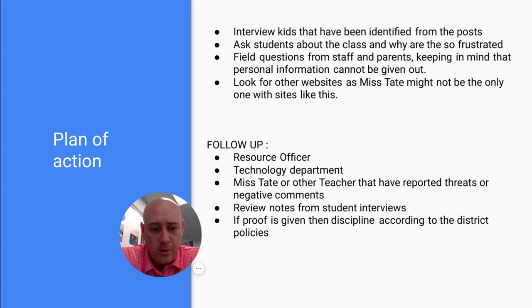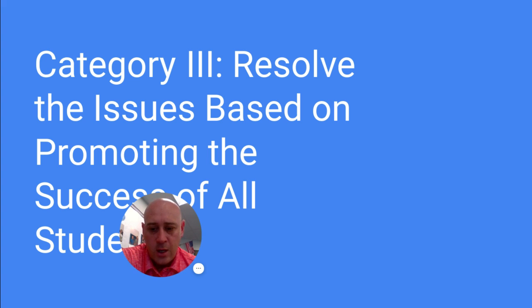Miss Tate and other teachers that report threats or negative comments, we need to make sure we have the data of that and we're keeping track. We've interviewed the students. We need to go back and check our notes, make sure they all make sense, make sure that it's not leading us down a path that we need to track down. If, and only if, we have proof of a student or students, then we can follow the discipline action according to the district policy, but we can't do that without having some type of proof.